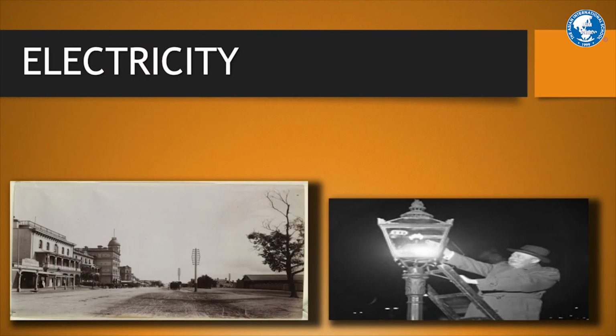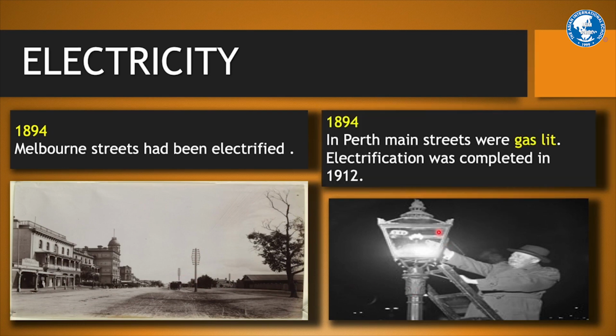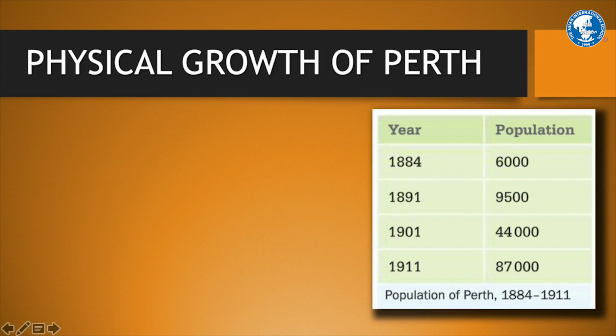Okay, now let's move on. Okay, this time to electricity. So in 1894, Melbourne streets had been electrified. Okay, you already have this electricity. But in Perth, main streets were gas lit, and electrification was only completed in 1912. That was actually late. Okay, now let's move on.